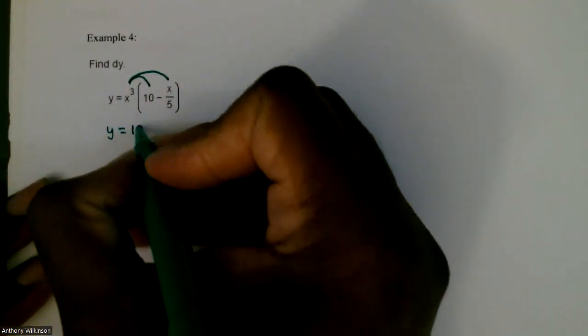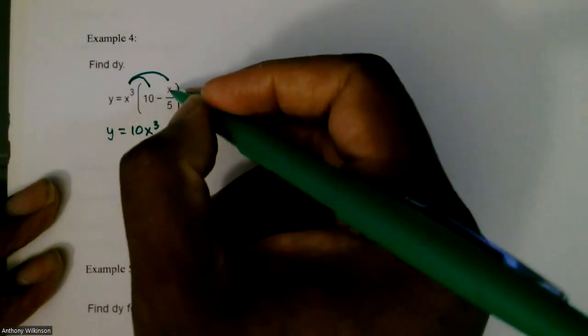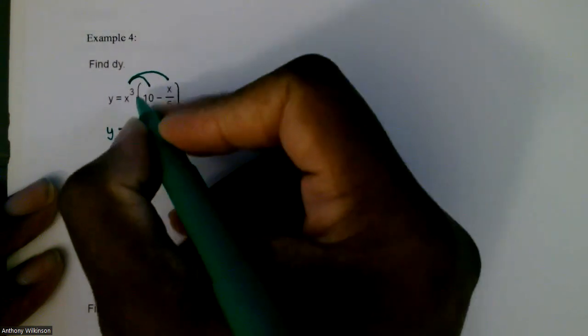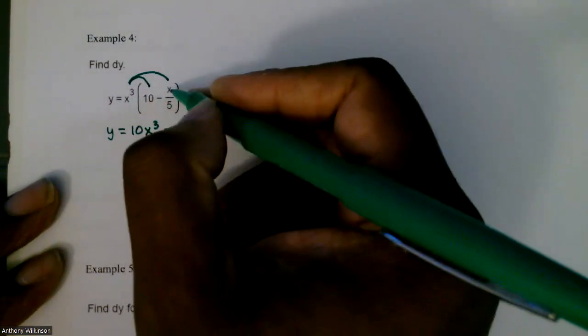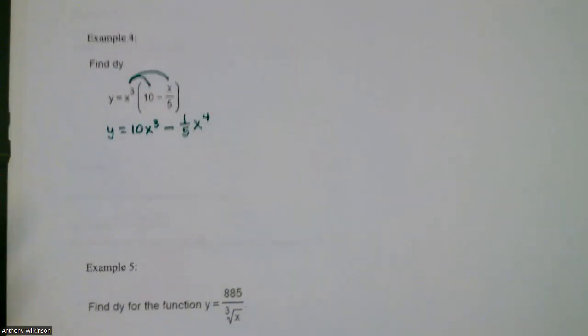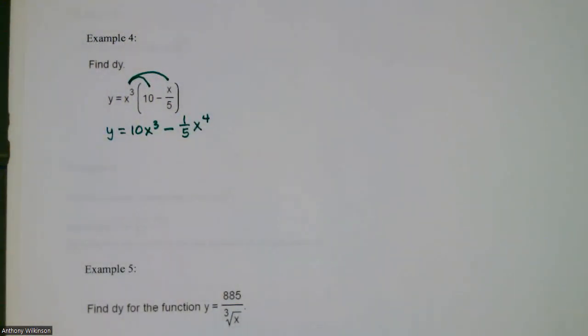So that means I'm going to bring down the y that's equal to, distribute the x cubed over the 10 and x over 5. X cubed times 10 will be 10x cubed. And then minus x cubed times x over 5. I'm going to write x over 5 as 1/5 x. But when I multiply x cubed times x, I'm going to get x to the 4th. When you multiply powers of the same base, you bring over the base and add the exponents. So I have y is equal to 10x cubed minus 1/5 x to the 4th.